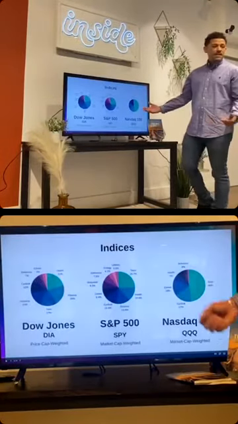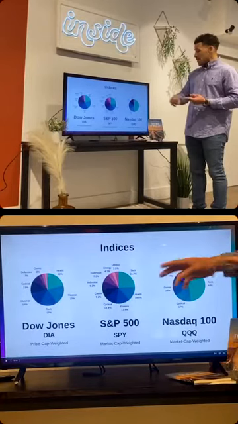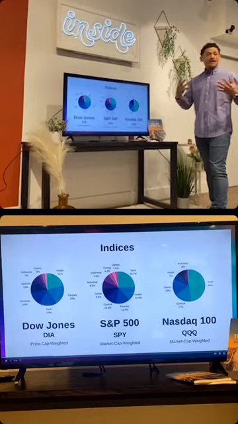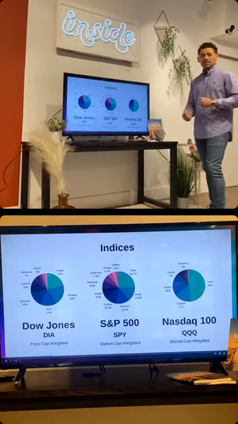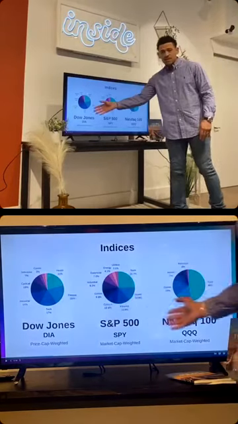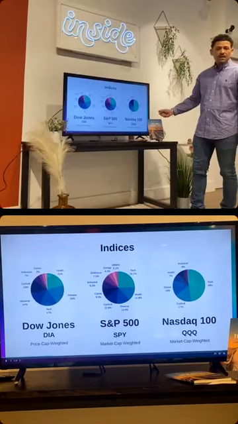So the indices, when we're talking about the indices, we're talking about the Dow Jones Industrial Average, the S&P 500, and the NASDAQ 100. So when people say the market was up today, the market was down today, the market did this, they're talking about these three indices. These three indices are basically baskets of stocks, right?